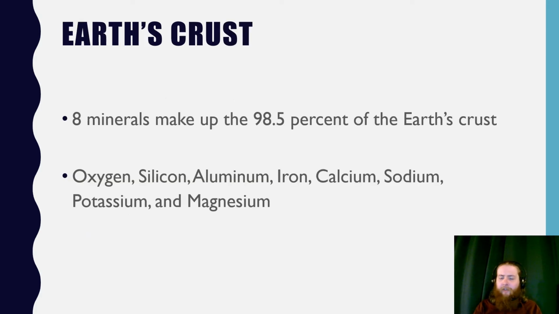So Earth's crust: there's 8 elements that make up 98.5% of the Earth's crust. If you're trying to remember that number, 98.5, just remember it's 1 point less than body temperature. And these include oxygen and silicon and aluminum, iron, calcium, sodium, potassium, and magnesium.